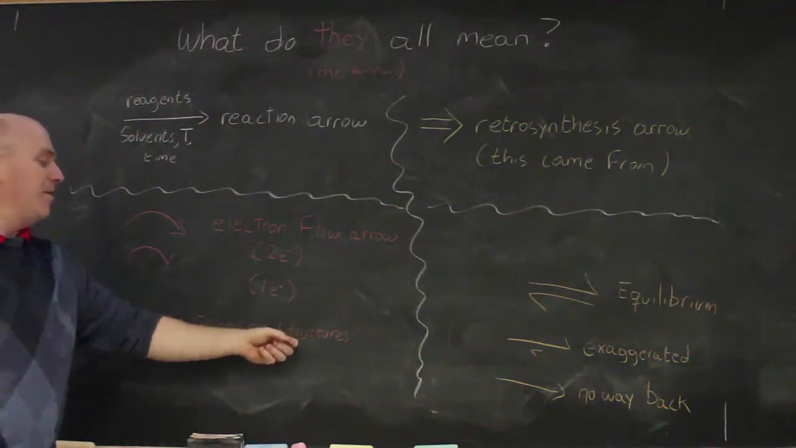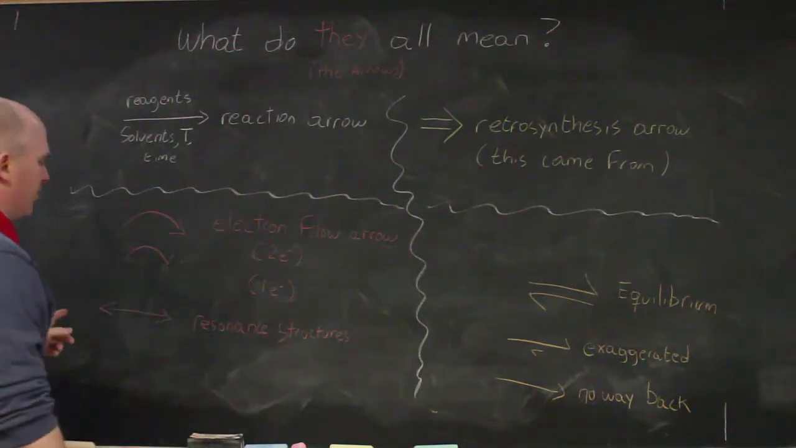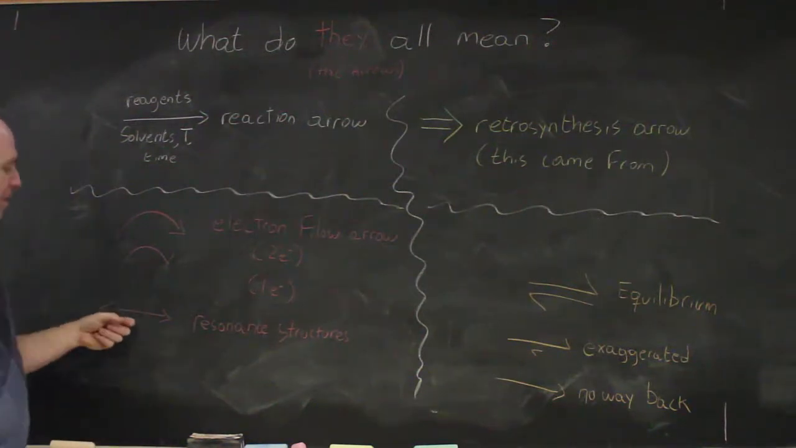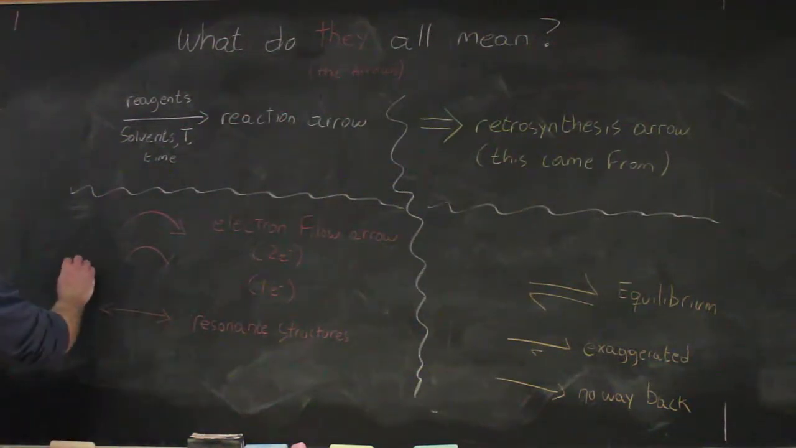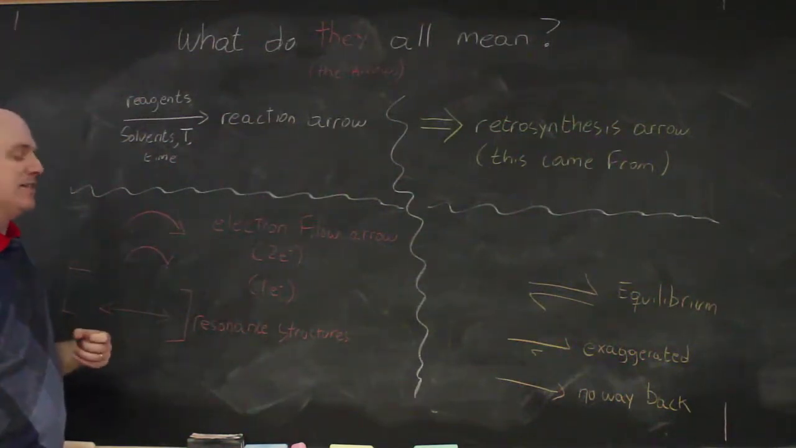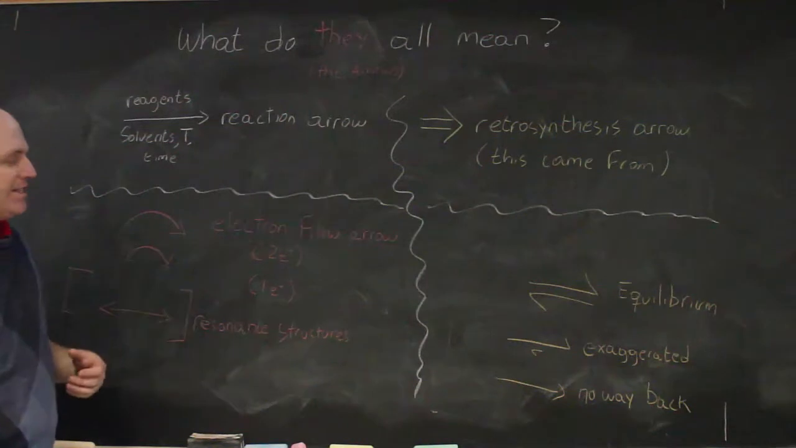And we also have resonance structure arrows. If you're trying to indicate that two things are resonance structures, you use these sorts of double-headed arrows like that, and then you enclose both resonance structures in brackets. So this is the way you notate, hey, these are resonance structures.